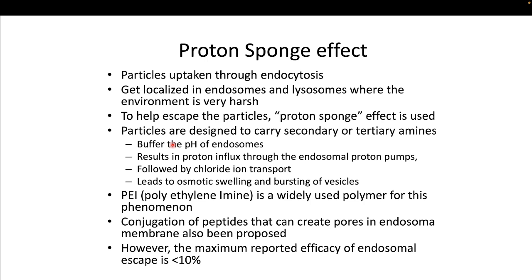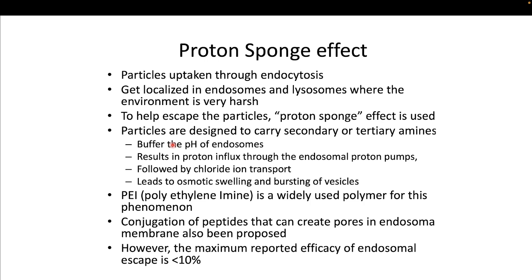So that's where they'll be degraded. What we have to do is, we don't want our particles to be degraded there. We want the particles to escape that particular endosome and land up in the cytoplasm. To do that, we can use polymers which have a lot of secondary and tertiary amines. Because of the presence of these amines, they are able to sequester, to absorb all the H plus ions that are present in the compartment.